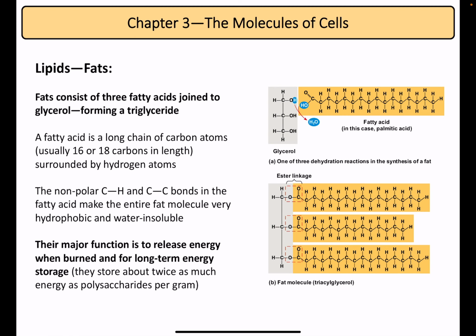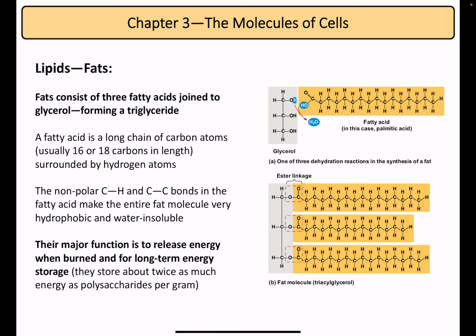So here we go at the bottom. Let me draw my line. Overall, structurally, very similar to a fat. It's got glycerol at the top. It's got 3 fatty acid chains. I'm only going to draw one of them for time's sake.